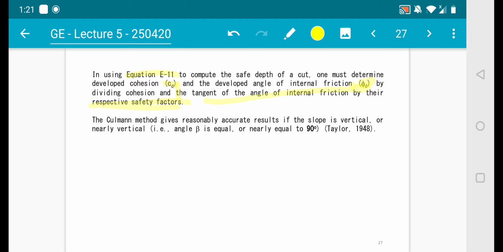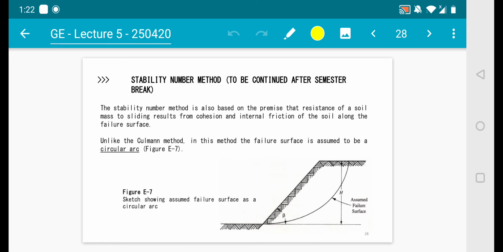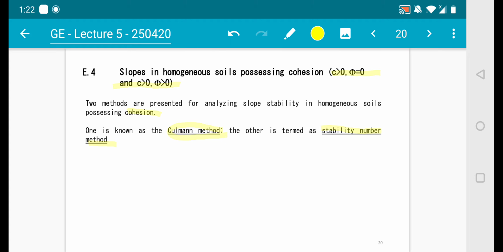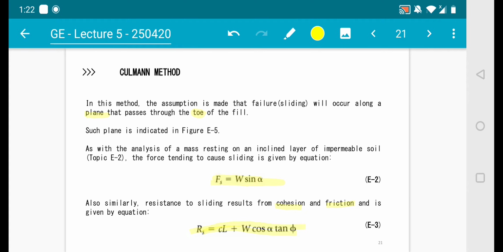The Culmann method gives reasonably accurate results if the slope is vertical or nearly vertical. As an example, the angle beta is equal or nearly equal to 90 degrees. This fact was published by Taylor in 1948. So that's about E4, which is on the Culmann method.